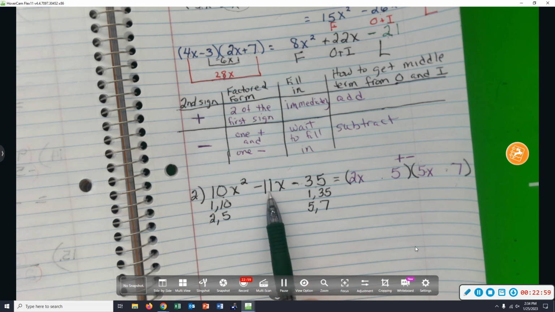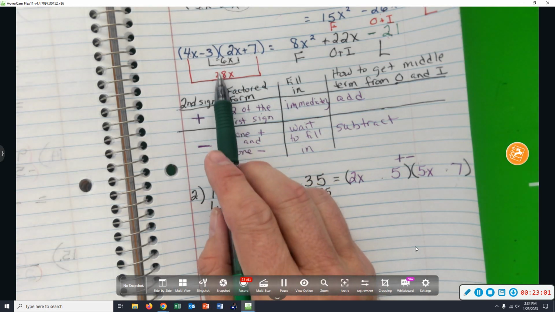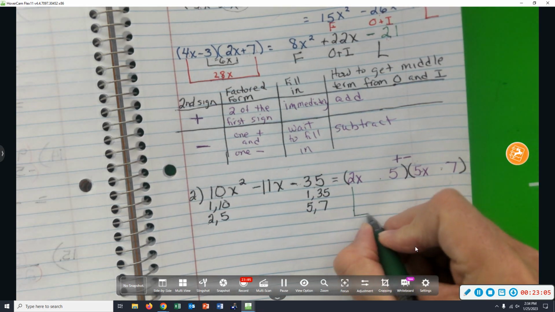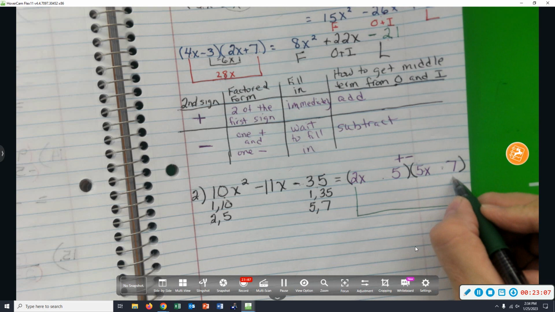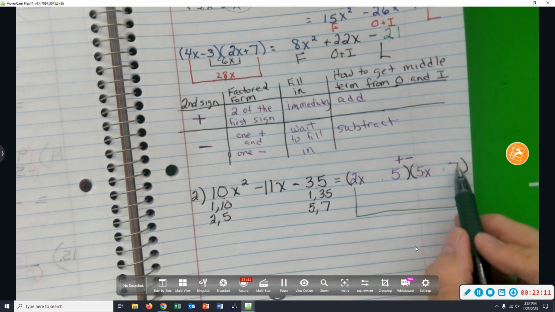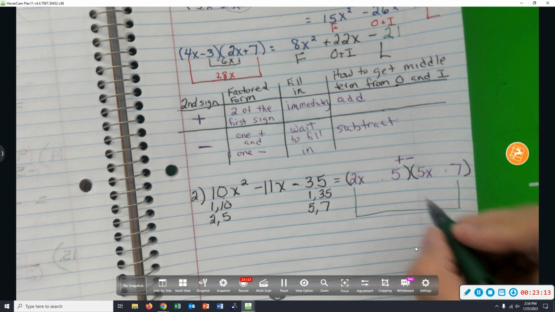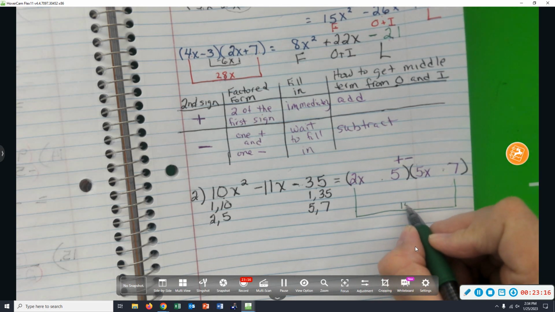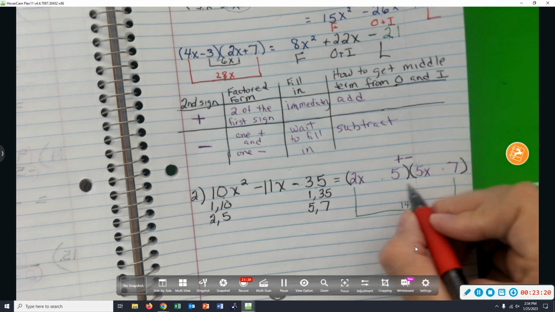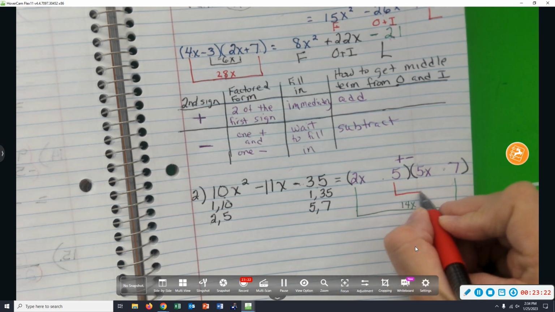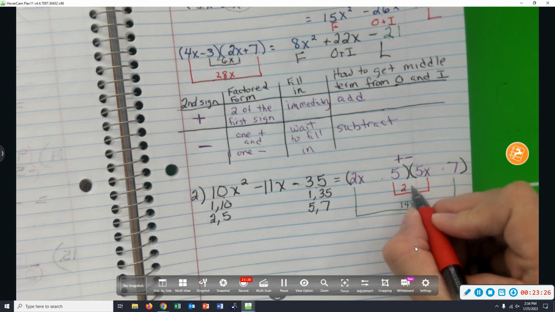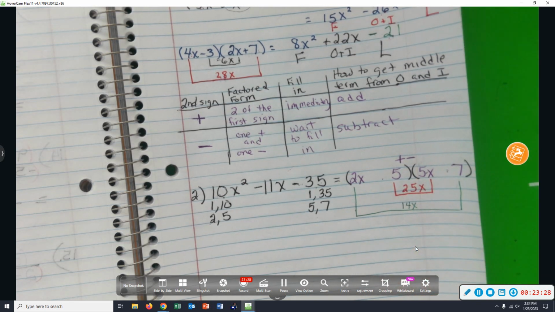To get this middle term, I'm going to make these little marks that I did up here. Right here. I'm going to multiply these outer terms, the 2x and 7, that's a 14x. Then I'll make the marks and multiply the inner terms, the 5 and 5x. That's a 25x.